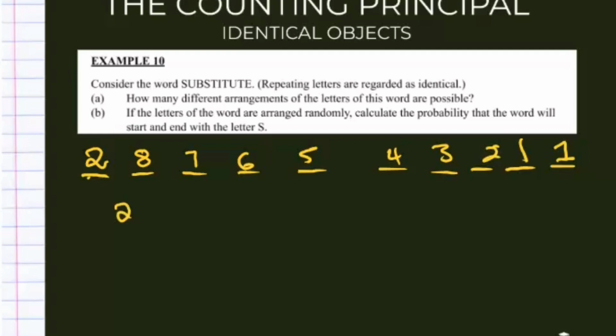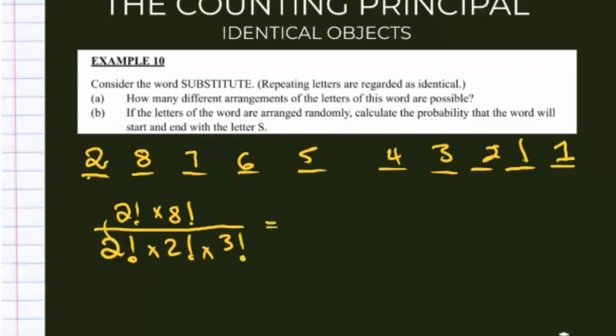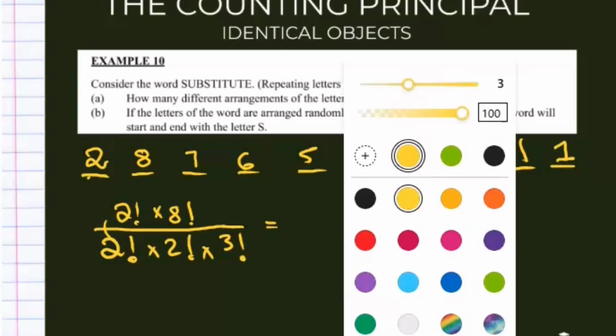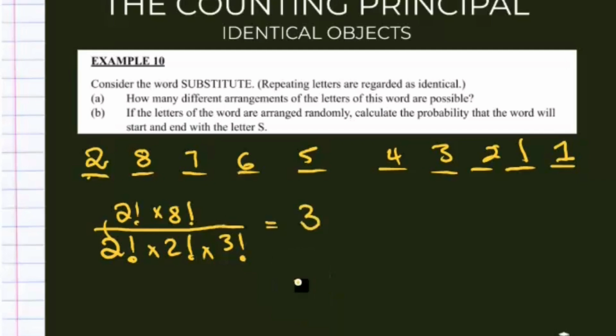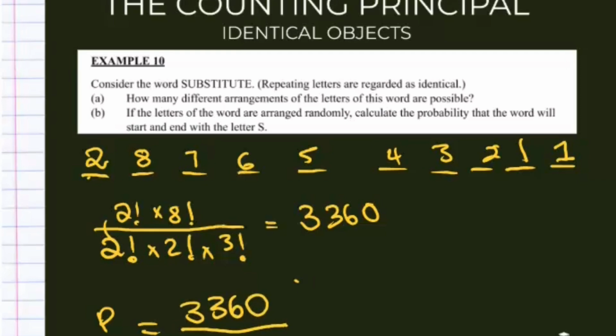So that means we're going to have 2 factorial multiplied by 8 factorial over, we're only looking at the arrangements at this point, but over, we have S repeating itself twice, U repeating itself twice, and T repeating itself 3 times. And if we plug that into our calculator, that's going to be 3,360.